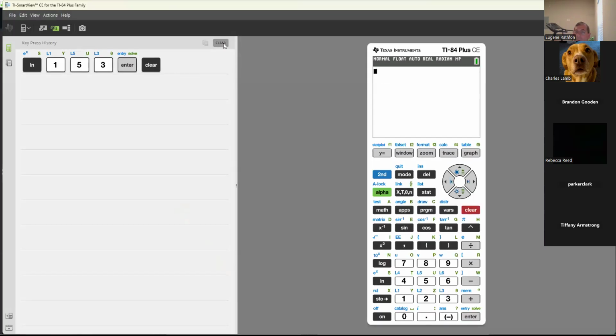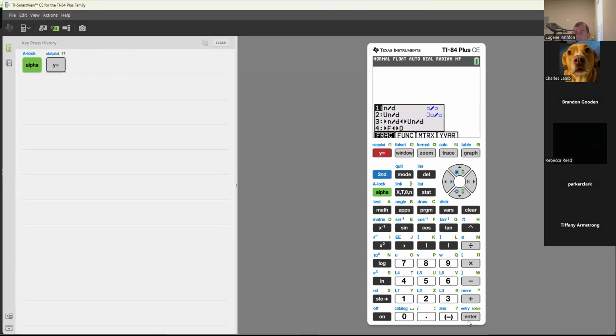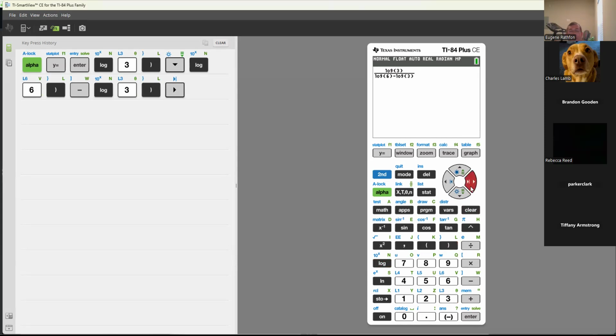All right, so y'all, the first thing we'll do is hit alpha y equals and enter to make it look like a fraction. On top, I had log(3), close parentheses. Then I'm going to the bottom, I had log(6), close parentheses, minus log(3), close parentheses. Y'all, it now looks exactly like we had on our paper. So hit enter, and then we're going to round it off 4 spots.